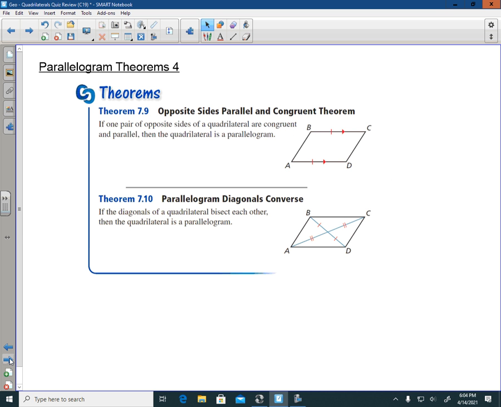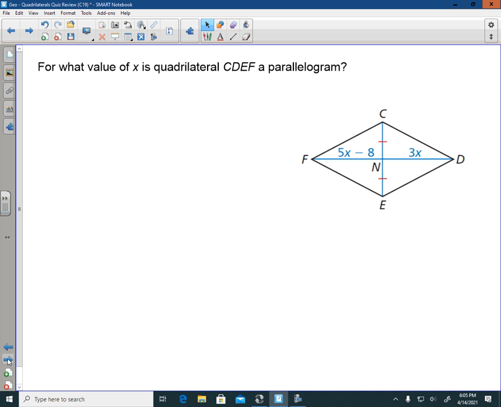Parallelogram theorems part 4 talked about a couple more ways that you can find whether or not a figure is a parallelogram. If one pair of opposite sides of a quadrilateral are congruent and parallel, then the quadrilateral is a parallelogram. Furthermore, if the diagonals of a quadrilateral bisect each other, then the quadrilateral is a parallelogram. In other words, more ways to tell if the quadrilateral that you're looking at is a parallelogram. So we can solve problems like this with these couple of theorems.